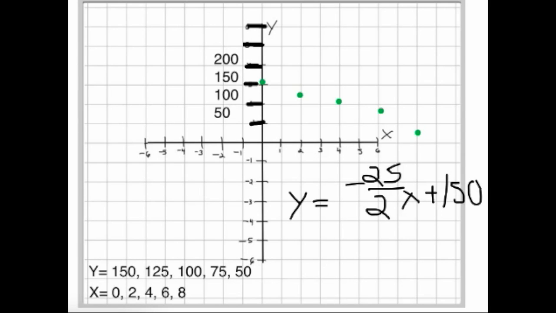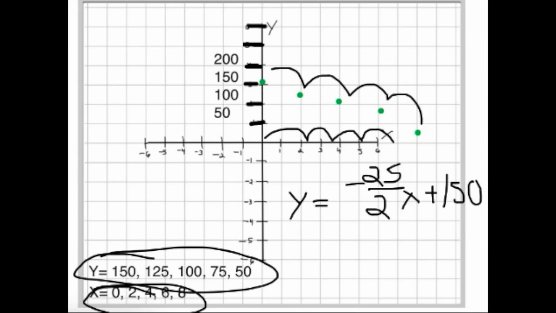Realizing that every time you go to the right, you're going down 25. And you are actually doing 2 jumps down here to go up 2, 4, 6, and 8. You can see that down here. And these are going to be going down by 25. So that is what your slope is, and this is your graph.